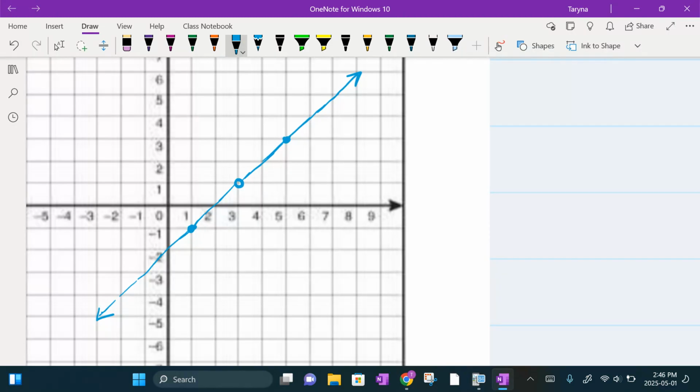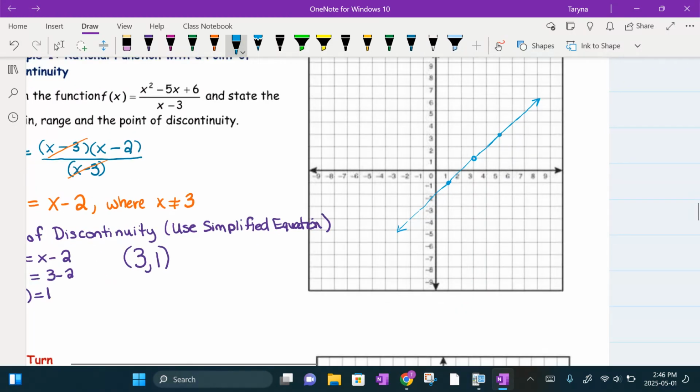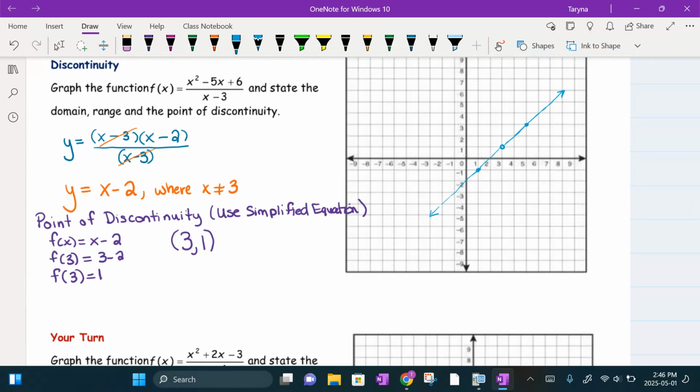So the one that divides out is always your point of discontinuity, right? The one that stays, that's your vertical asymptote. And here, nothing stayed. So that's why the x minus 3's divide out to a 1, nothing's left on the bottom, okay? So therefore, only a point of discontinuity.